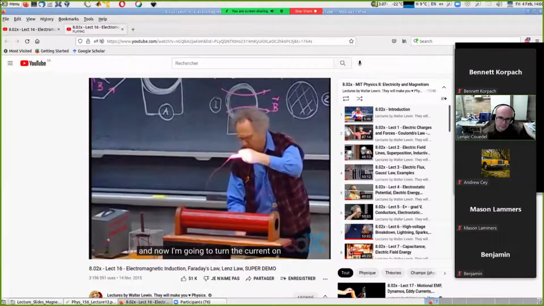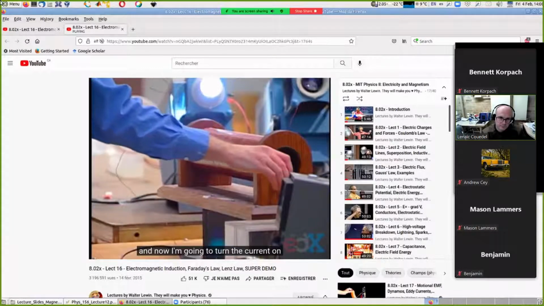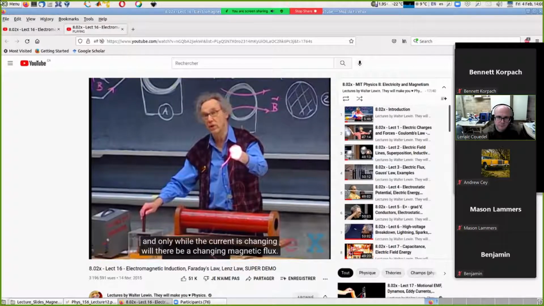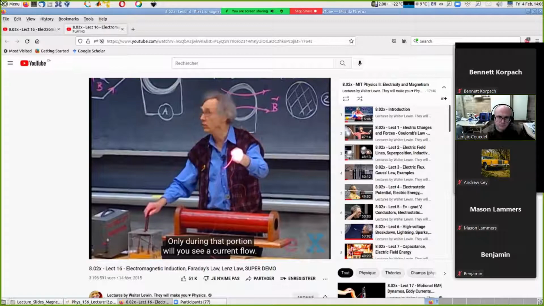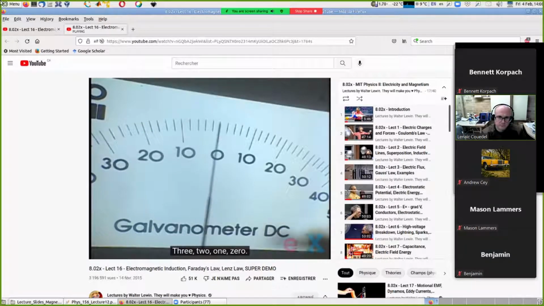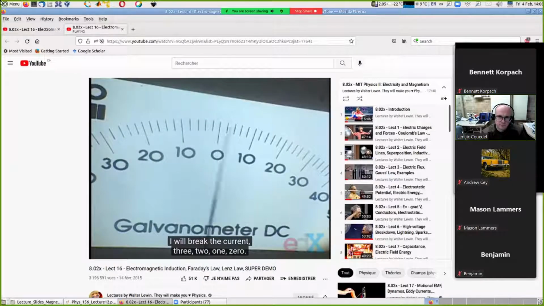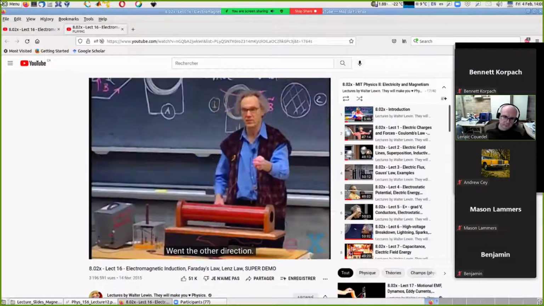And now I'm going to turn the current on, and only while the current is changing will there be a changing magnetic flux. Only during that portion will you see a current flow. 3, 2, 1, 0. I will break the current, 3, 2, 1, 0. Went the other direction.